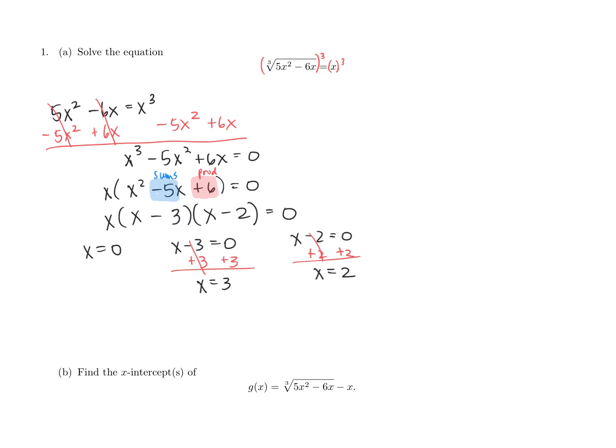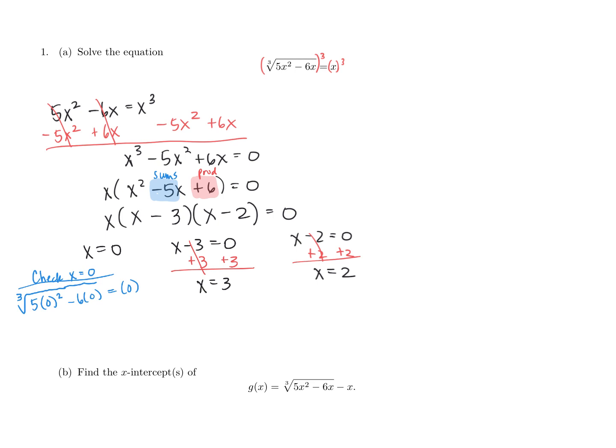Go ahead and get in the habit of checking your answers for the ones with radicals. So since we started with a radical in this equation, you want to check your answers. So prior to boxing them in and saying that they're answers, you want to check them. So we're going to check x equals 0 first. That means we're going to plug 0 in and see if we get a true statement. So 5 times 0 squared minus 6 times 0, we're going to take the cube root of that, and we're going to say that it should be equal to 0.